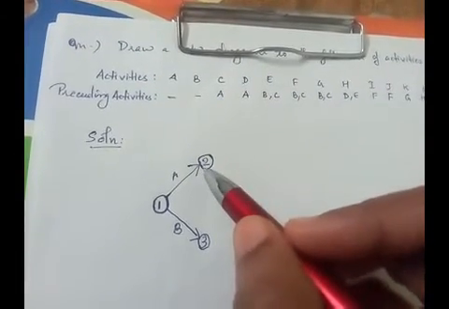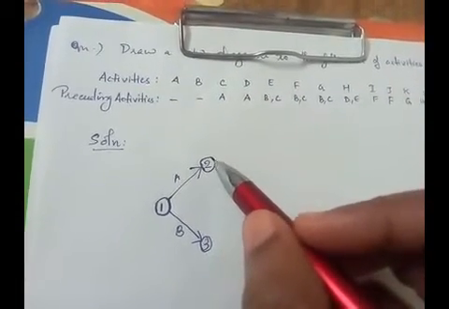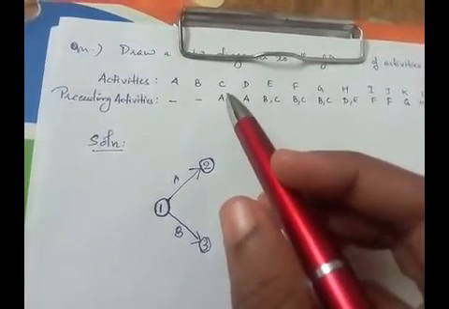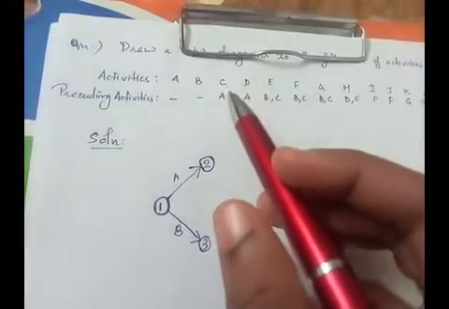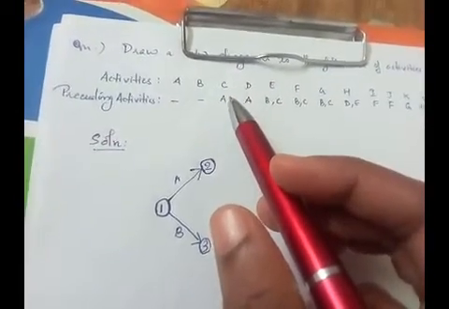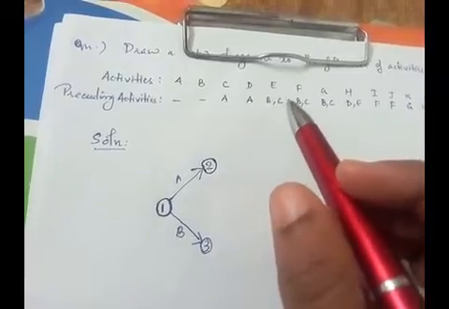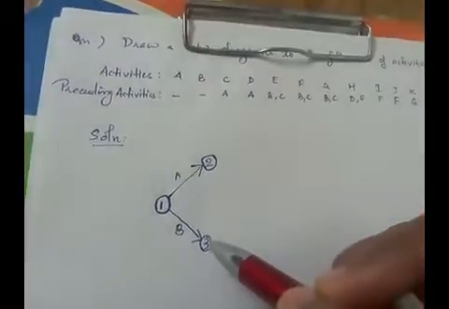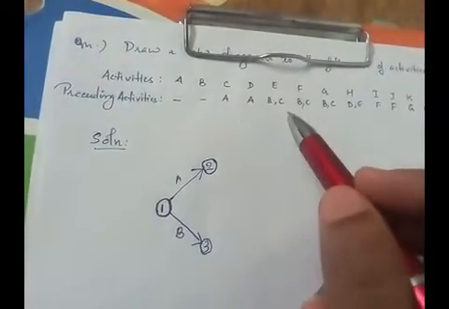So again here, after A, two activities are going to start simultaneously, that is C and D. So before drawing C and D, you should make sure that in the preceding activity, if C is associated with any of the activities that are already drawn. Now look at the preceding activities.